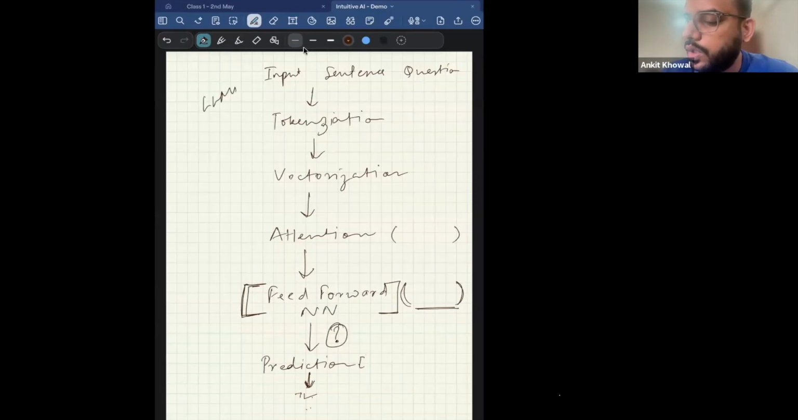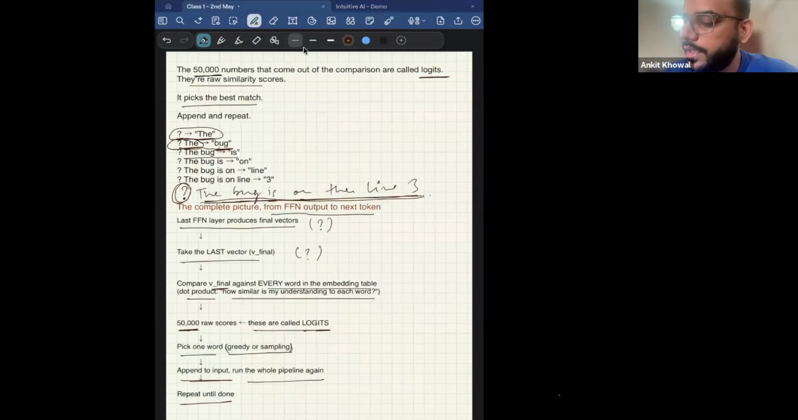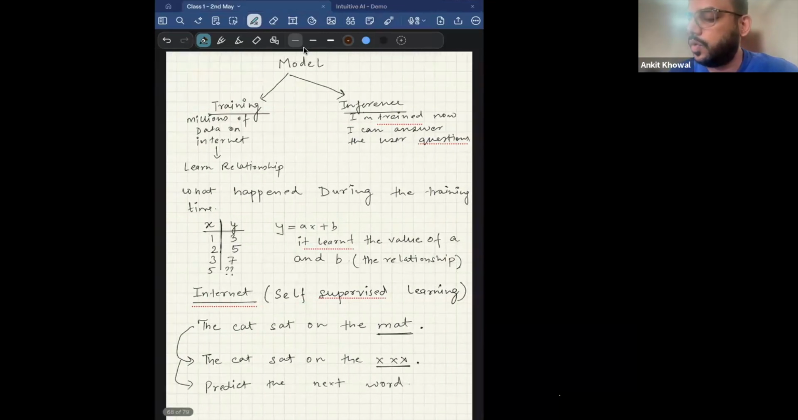This is the workflow. Now, yesterday, what I had told, right? This is the inference workflow. Okay. So a model has two parts, right? I also talked about this yesterday briefly. The model has two parts. First, the model has to be trained. Once the model is trained, then it can answer the user questions, right?